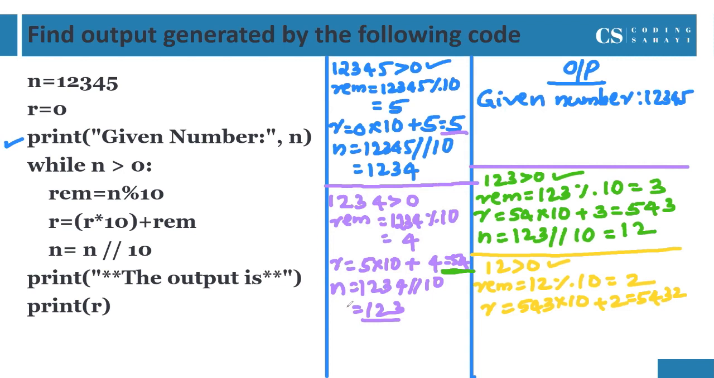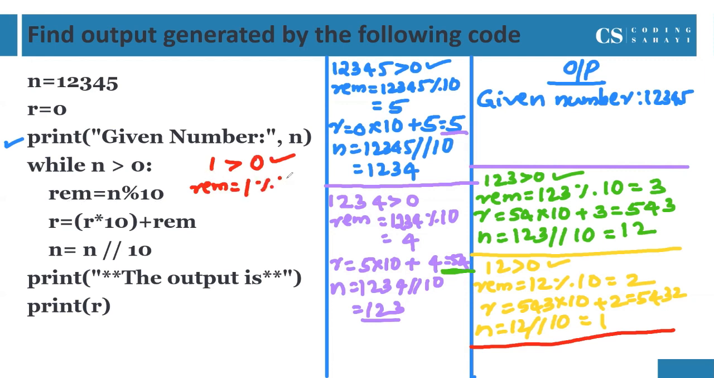Okay, so again we have the statement n equal to n floor division 10, that means n is equal to 12 floor division 10, so you will get the answer as 1. Again going back, it is checking 1 greater than 0. Is it satisfying? Yes, it is satisfying. Rem is equal to n modulo 10. So what is the value of n? It is 1. 1 modulo 10, you will get 1 itself.